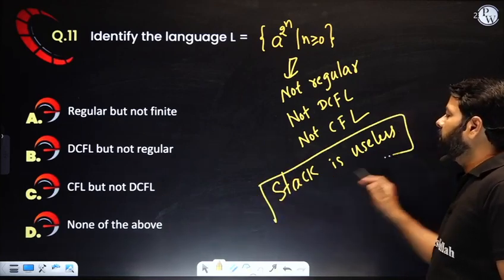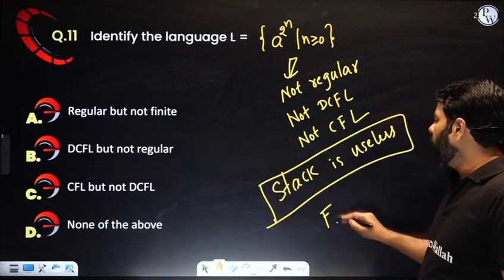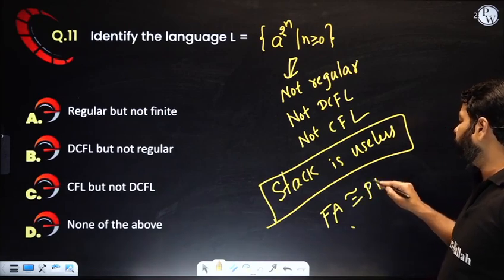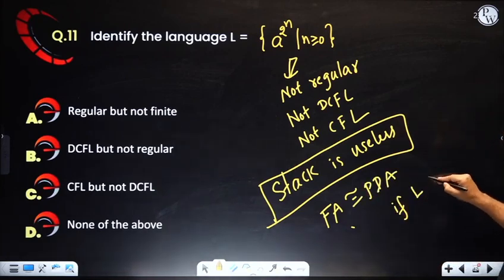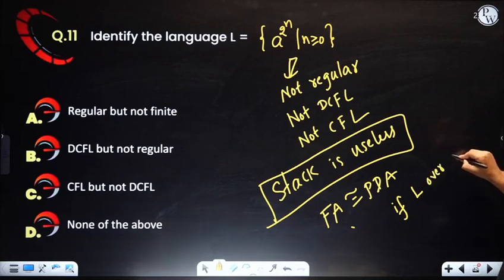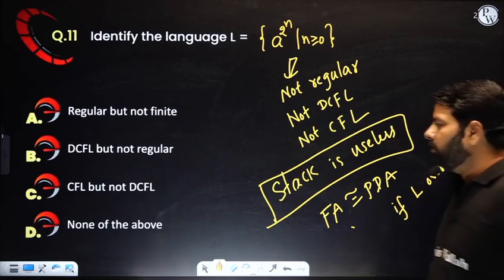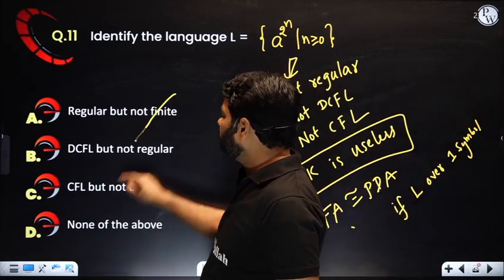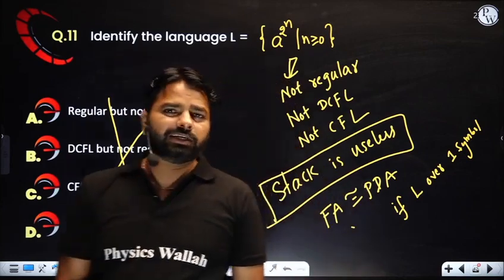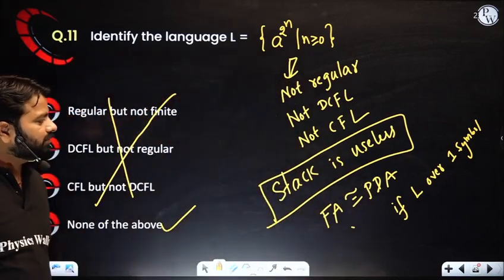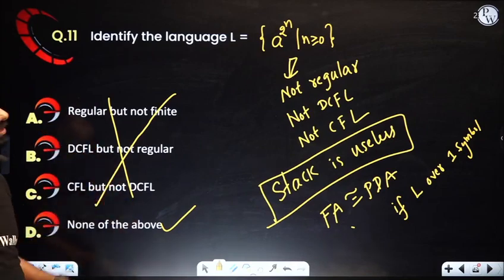Because of this, finite automata and PDA are equivalent if the language is over one symbol. If the language is designed over one symbol, that's why all three options are wrong. This will go to none of these. It is anyhow not CFL, right? You can't say DCFL, CFL, any of this. So we'll go to none.